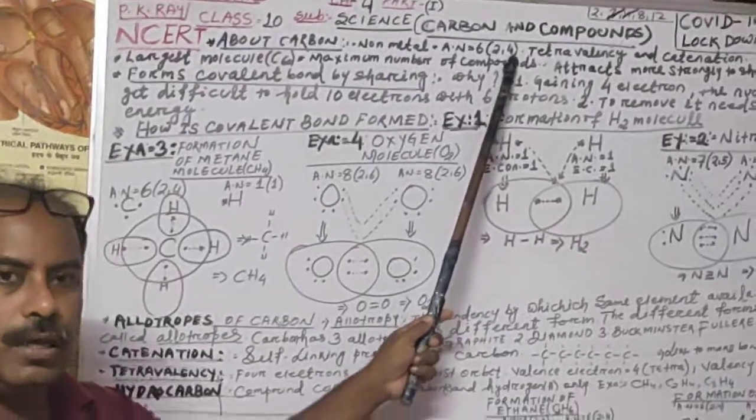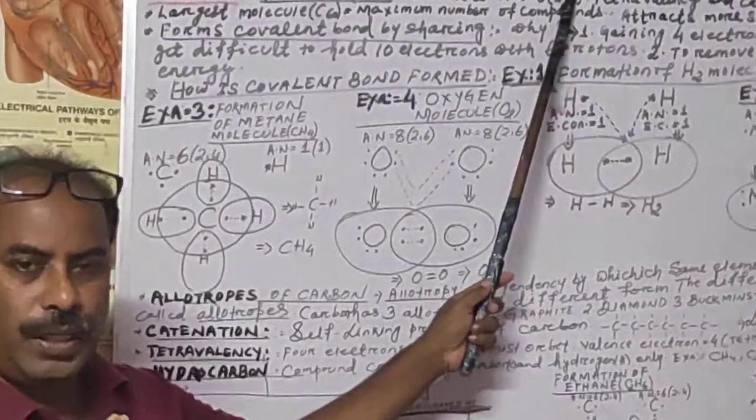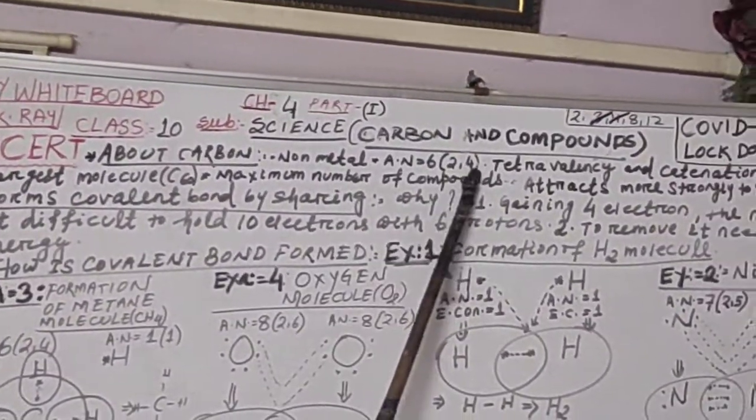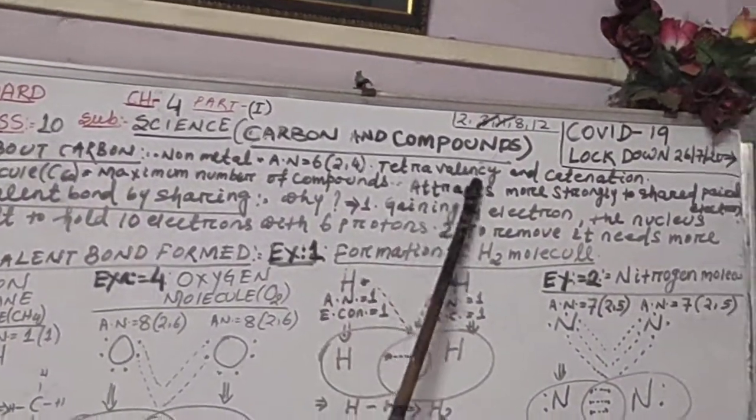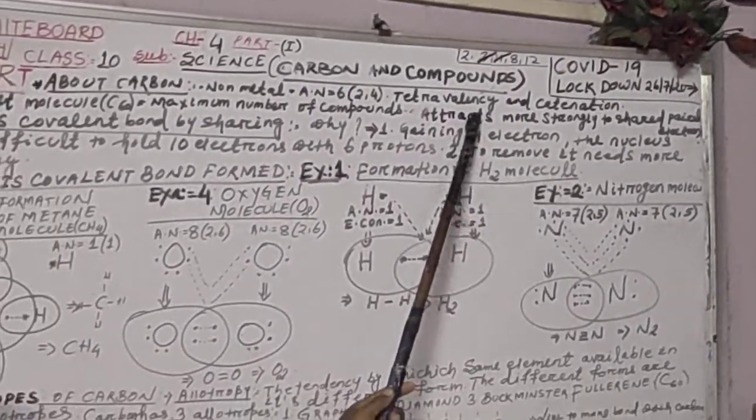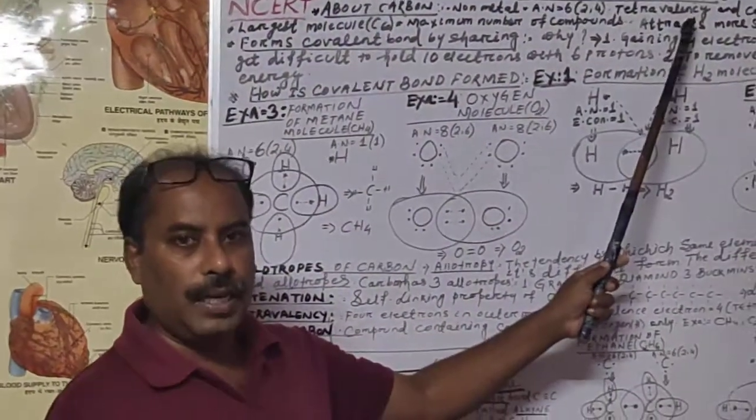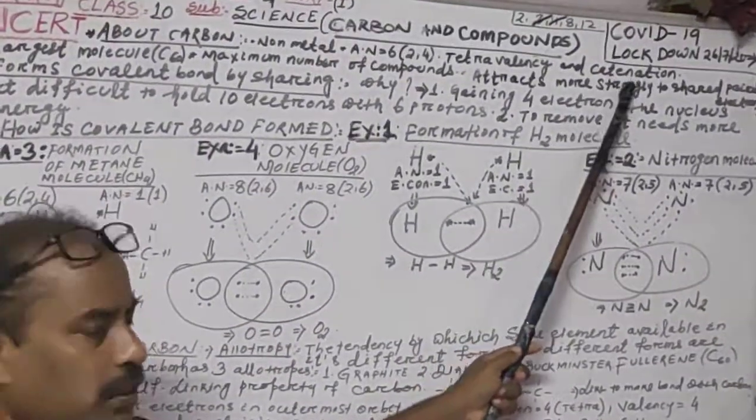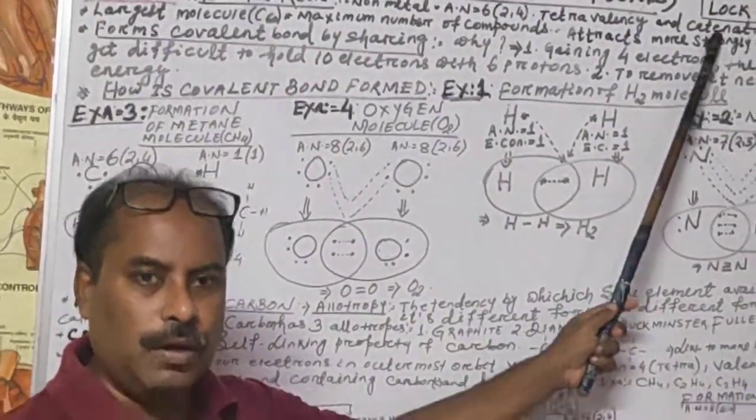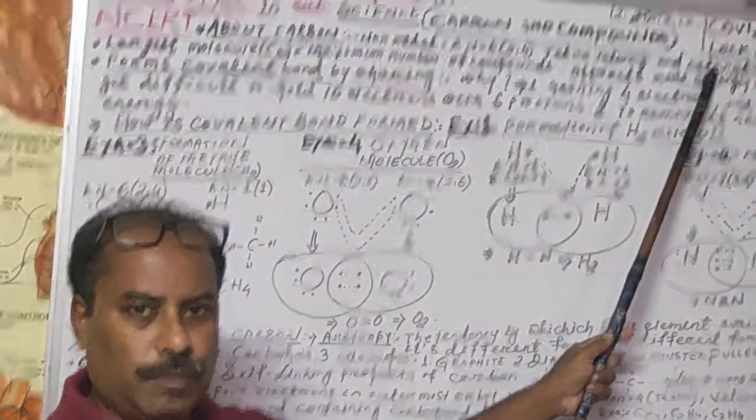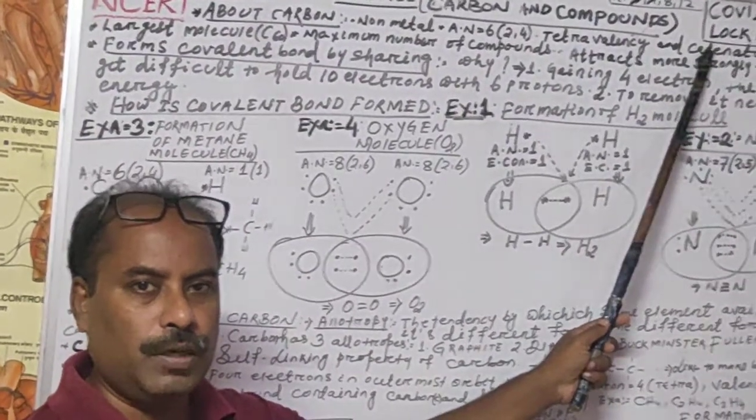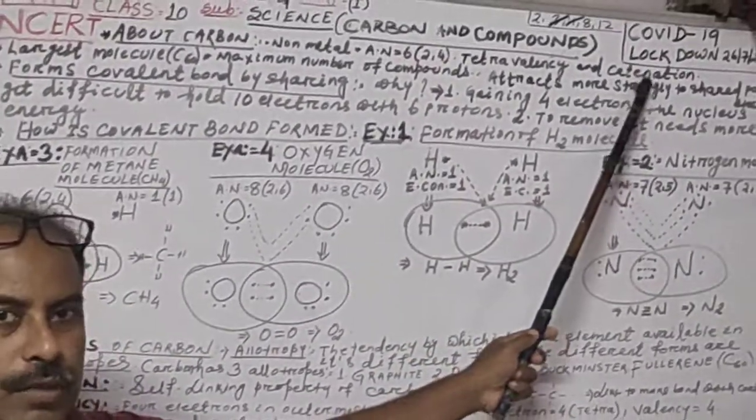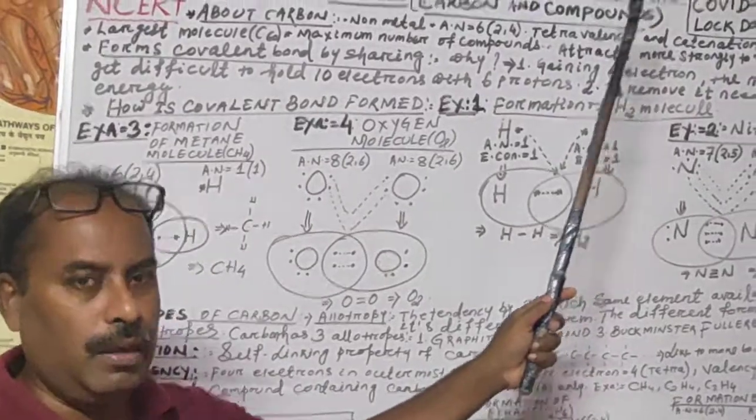What is a valence electron? An electron present in the outermost orbit is known as a valence electron. So carbon has 4 valence electrons, which is called tetravalency. Tetravalency means it has 4 valence electrons, that is, 4 electrons in the outermost orbit. And catenation is a unique property of carbon. We'll talk about catenation afterward. These two unique properties, tetravalency and catenation, make carbon a unique element.